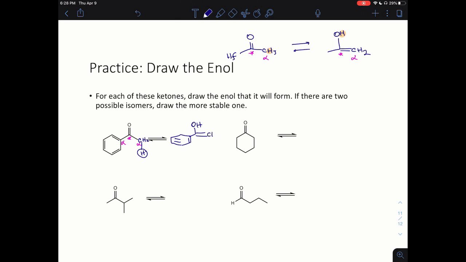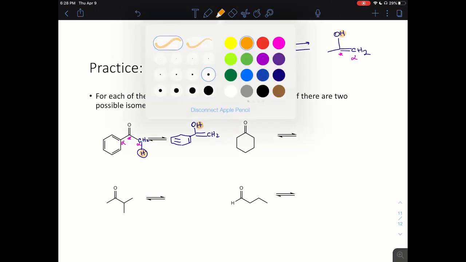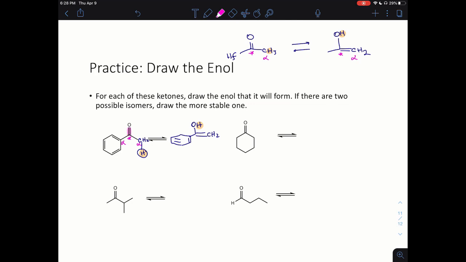Okay, so now we have a CH2, and we've moved this proton from the alpha carbon to the oxygen. The pi bond is moved from between carbon and oxygen to between carbon and carbon. If we move on to the right, we see a molecule that has two equivalent carbons, alpha carbons. Those alpha carbons are exactly the same, just like they were for acetone, which was the prototypical ketone that we have been examining on the previous slides.